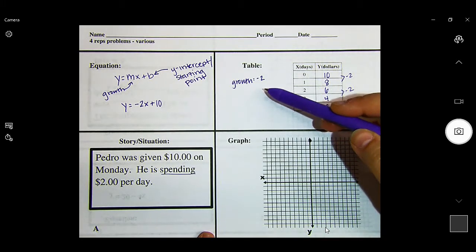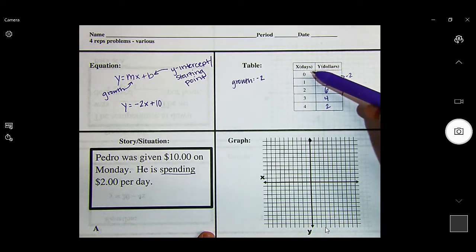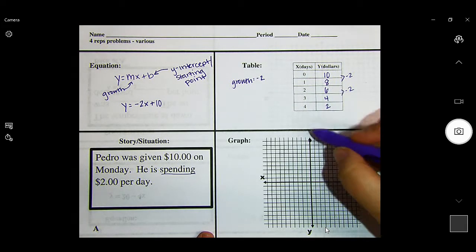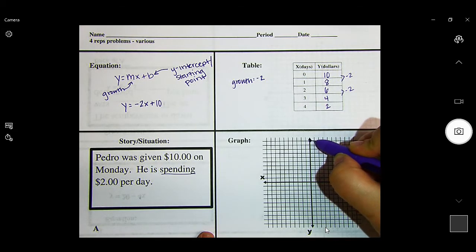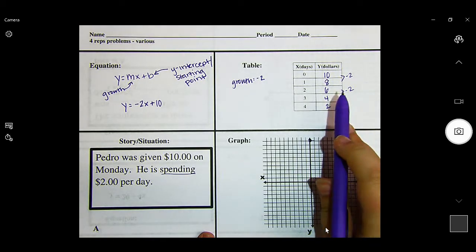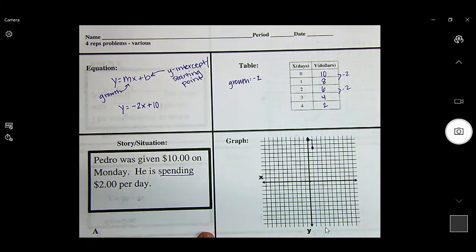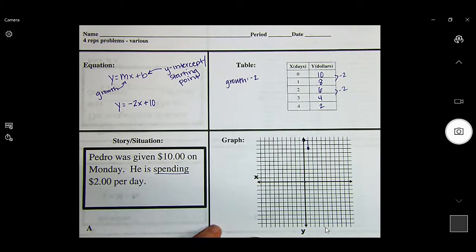Now my growth is -2. So every time my x is going up, meaning I'm counting up a day, my balance is going down 2. So if I go forward 1 day, so right here on my x-axis is day 0, then here would be day 1. And I know that day 1 is 2 less than day 0. So I'm going to go down 2. And now I have 2 points to be able to create my line.